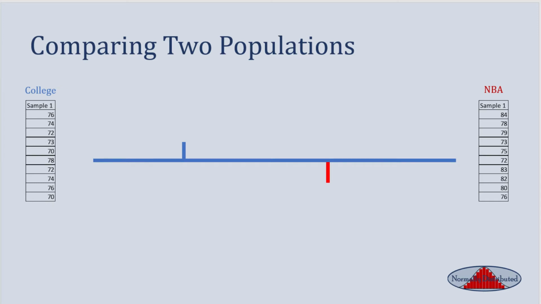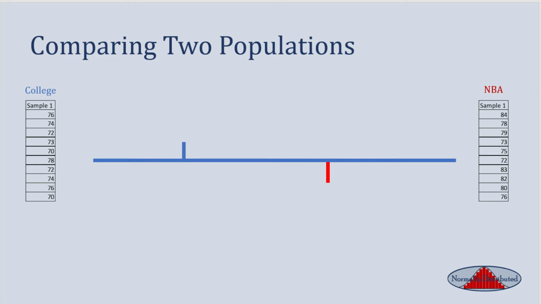So here, we have two different samples. We have one sample drawn from the NCAA, or the college basketball realm, and we have a list of 10 randomly sampled players in college basketball and their heights. And on the right side, we have a random sample of NBA players. Again, we're going to use the first sample that we used and their heights.